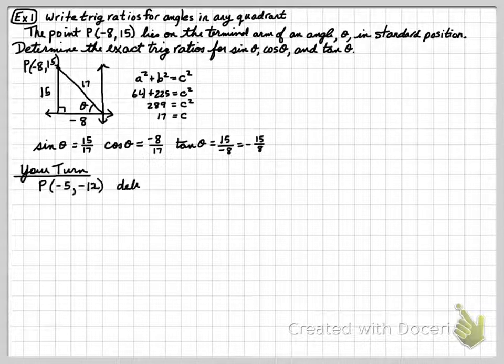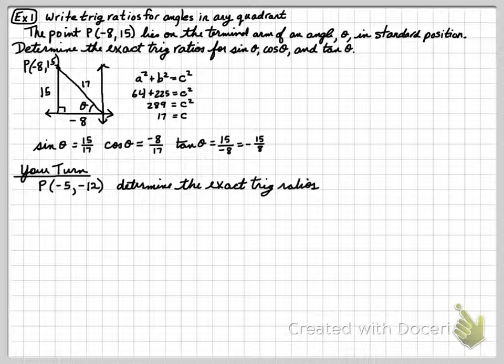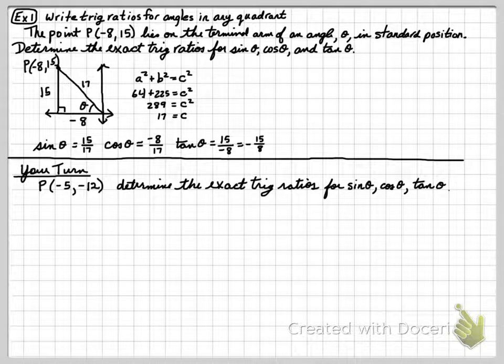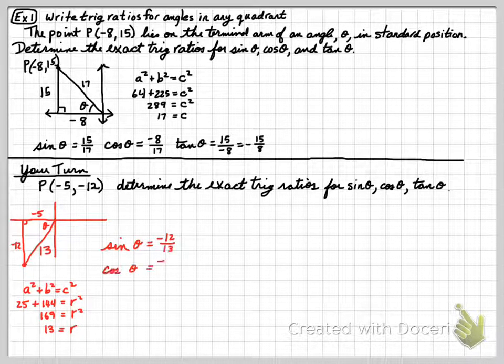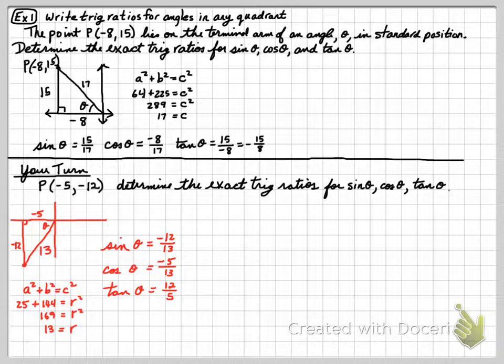Your turn. On your own, determine the exact trig ratios for sine, cosine, and tangent. Here's the answer. When you draw this out, you're going to get sine as being negative 12 over 13, cosine is negative 5 over 13, and tangent is going to be 12 over 5.